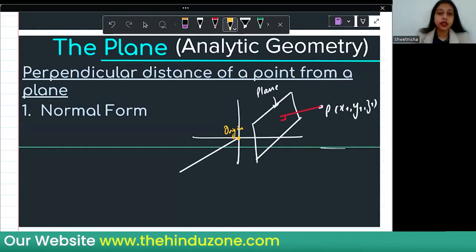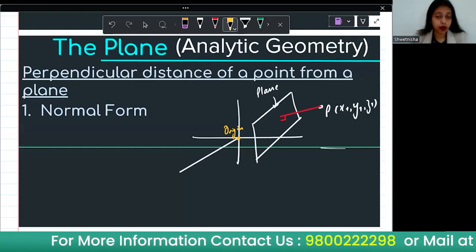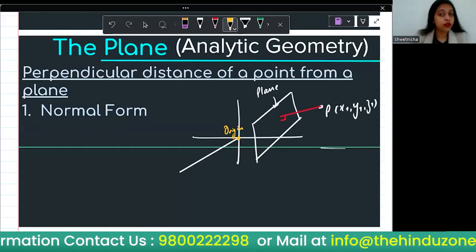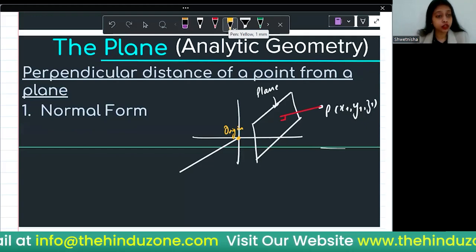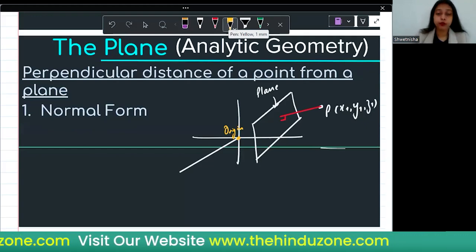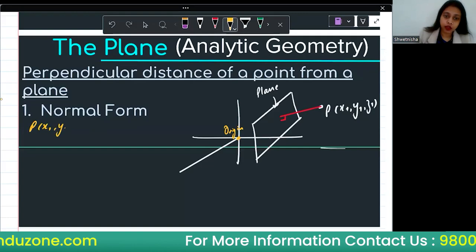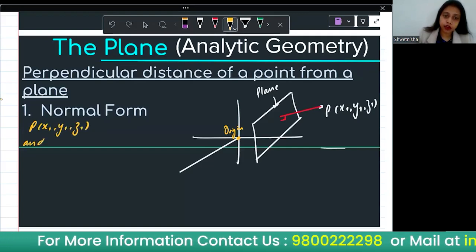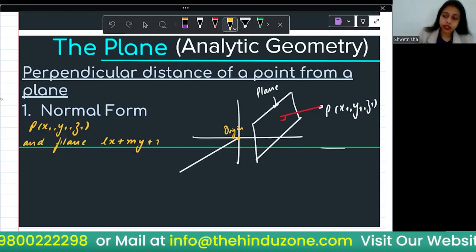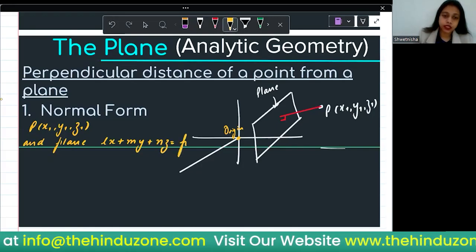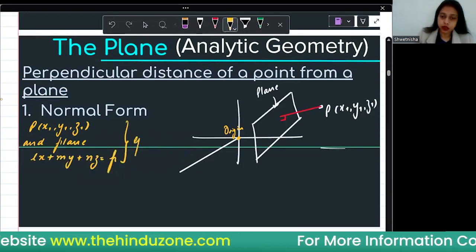Now, there are two types of equation of plane we can have here. Number one is normal form. If the normal form of this plane is given, then our approach will be different. If the general form of the equation of the plane is given, then our approach would be different. So what is the normal form? If I have a point P, x1, y1, z1, and a plane whose normal form is Lx plus My plus Nz equals p, these two things are given to us.